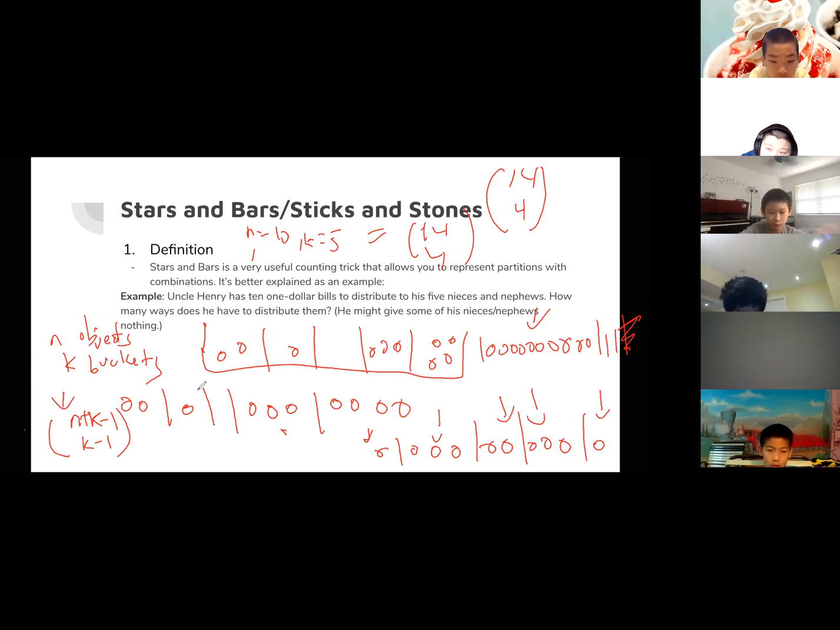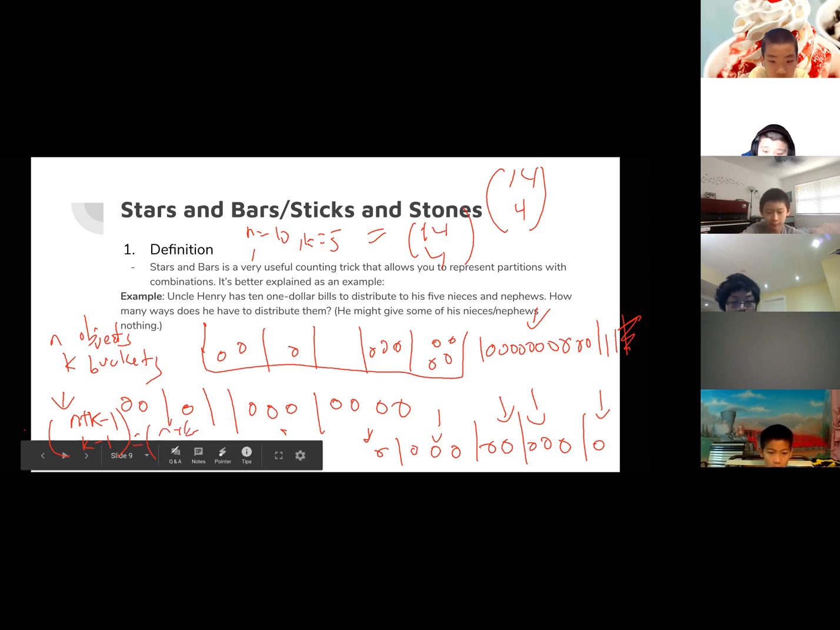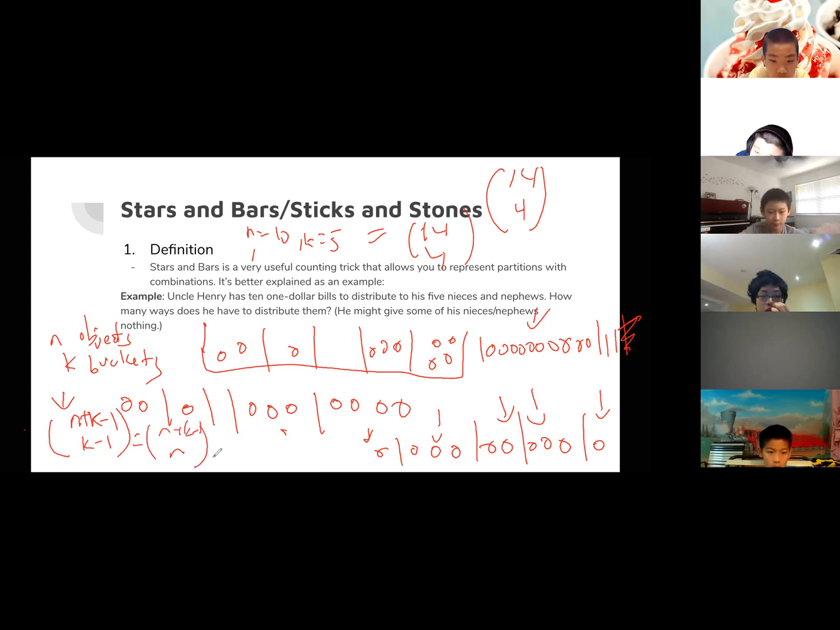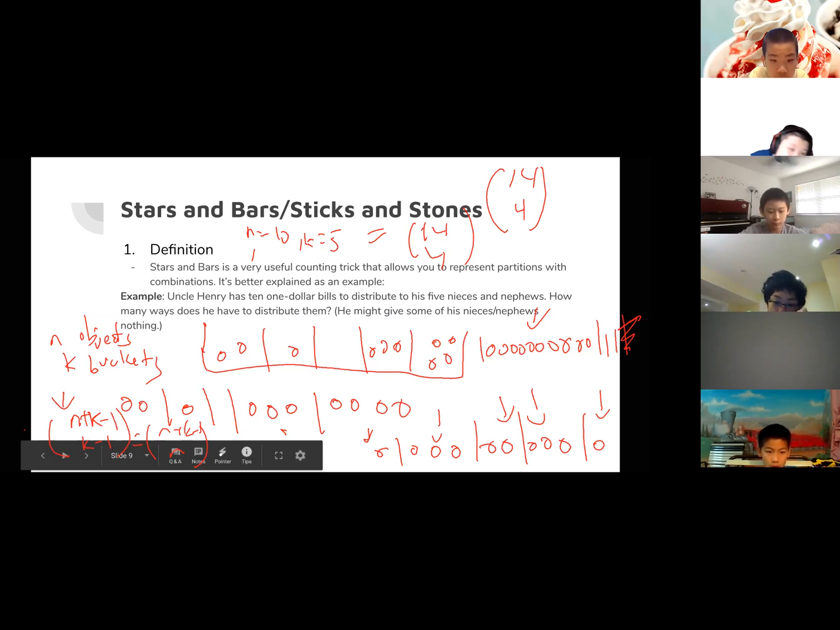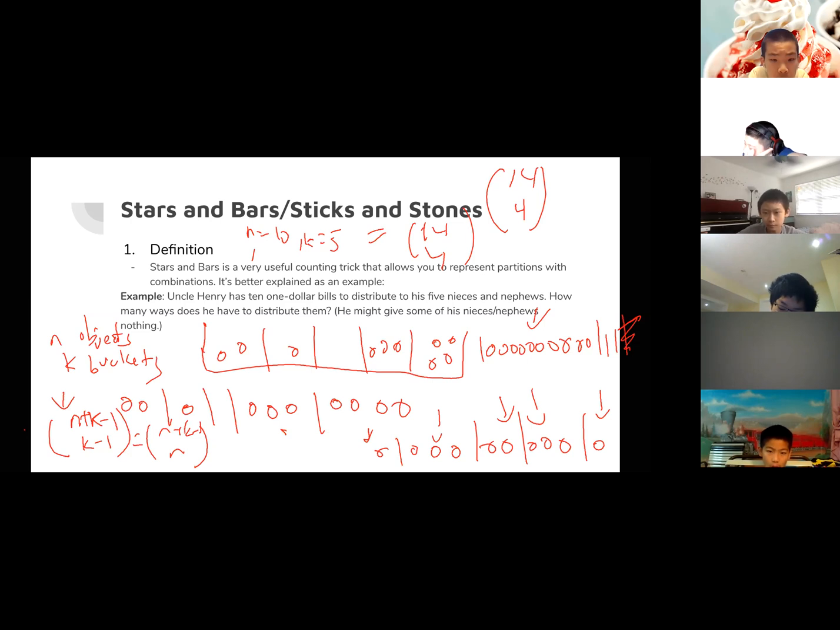And by the way, this is also equal to n plus k minus 1, choose n, if sometimes that is more helpful. You can think of that instead as choosing the n stars instead of the k minus 1 bars. So does that make sense?